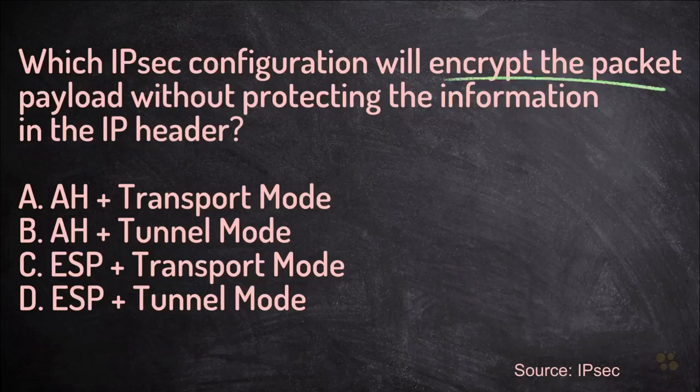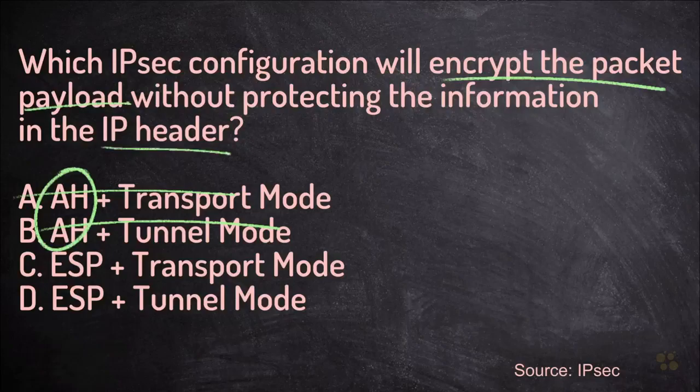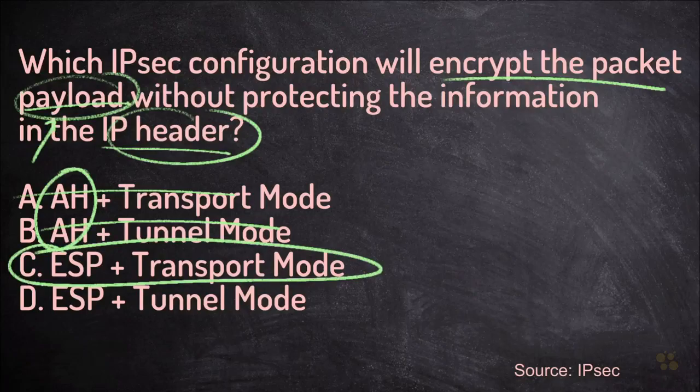Well, first of all, encrypting the packet immediately takes authentication header out. Authentication header is great at authentication and data integrity, but it doesn't do data confidentiality, which is encryption. So A and B are immediately out. Next, we need to pay attention to the fact that we're protecting the payload, but we're not protecting the information in the IP header. We recall that tunnel mode protects both the payload and the IP header, whereas transport mode is only going to protect the payload. As such, C is our answer here. ESP gives us the encryption that we need, and transport mode ensures that our payload is encrypted, but doesn't do anything for us in the IP header.